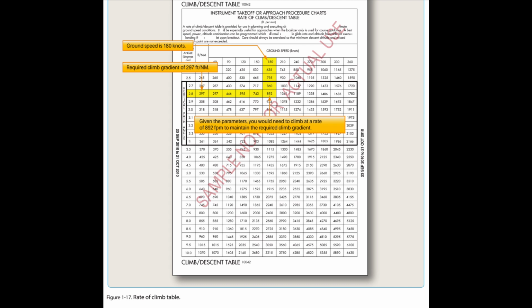To aid in the calculations, the front matter of every TPP booklet contains a rate of climb table that relates specific climb gradients and typical ground speeds. Figure 1-17.